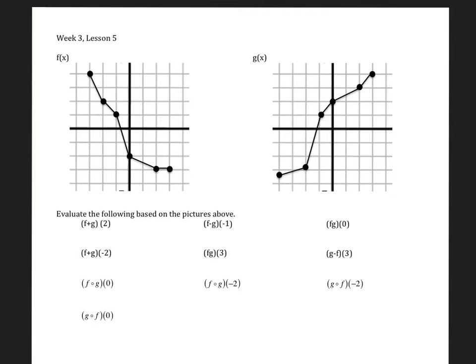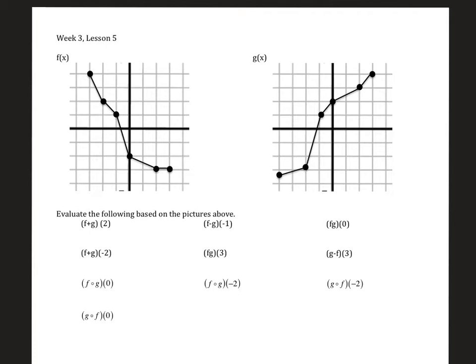This is asking you to add the two function values when you evaluate them at 2. So let me just use a little bit of highlighter here. The f function at 2 is here, and the g function at 2 is here. So what you're actually adding is this value for f, -3, and this value for g, which is +3, which adds up to be 0.